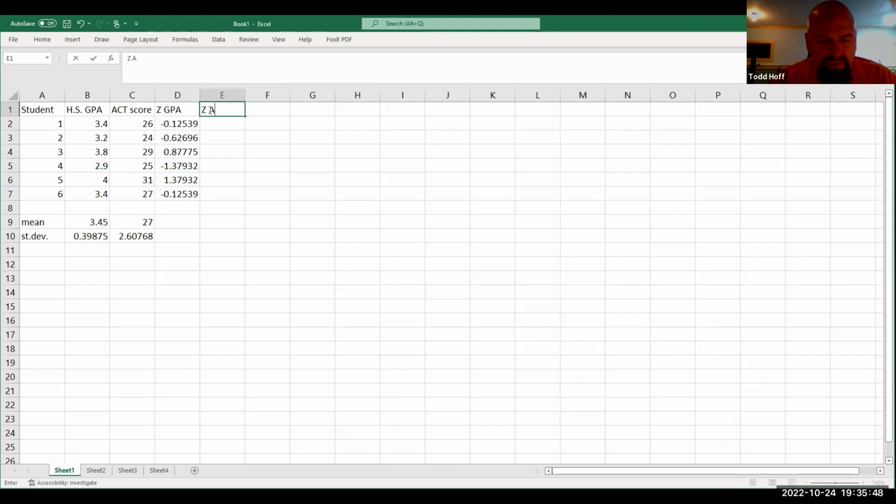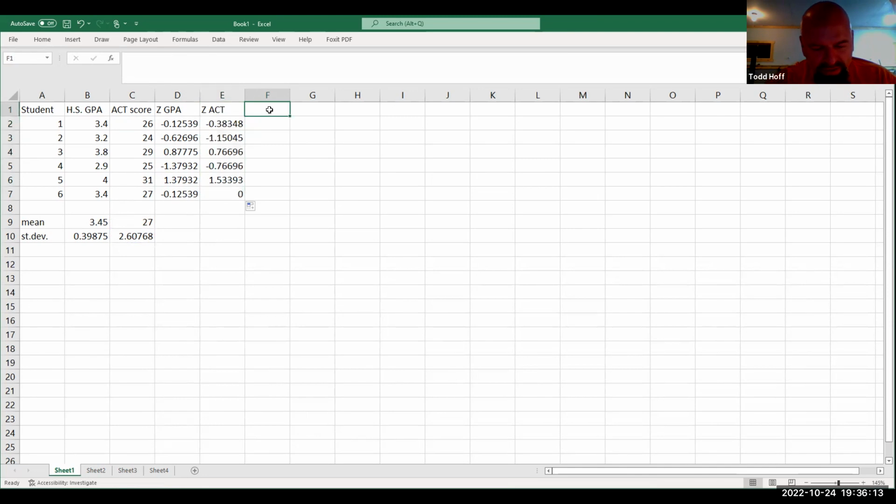And let's do our z-score for the ACTs. That's going to be this. So again, I gotta do my parentheses. This minus this mean. Again, I'm gonna put in my $ sign so it'll float down. Divided by this standard deviation. And if we copy those down, we get the z-scores for each of the ACT scores.